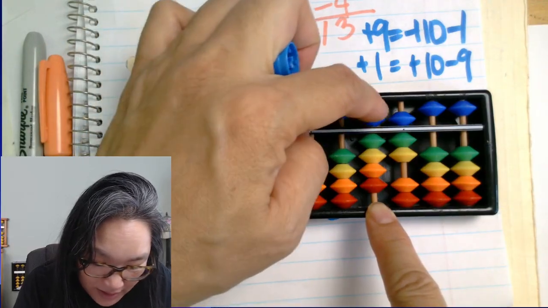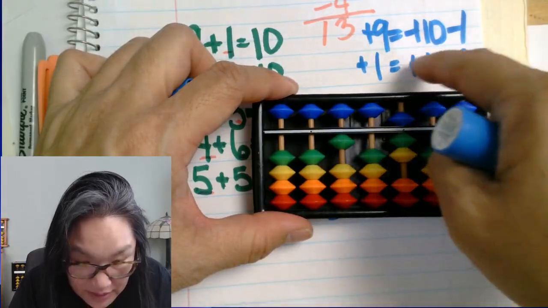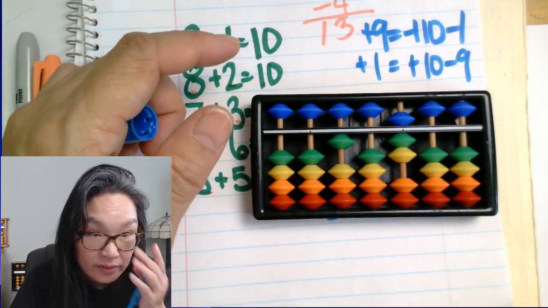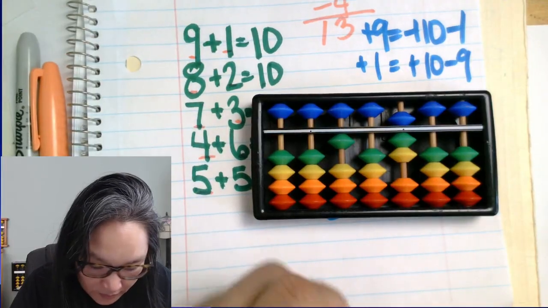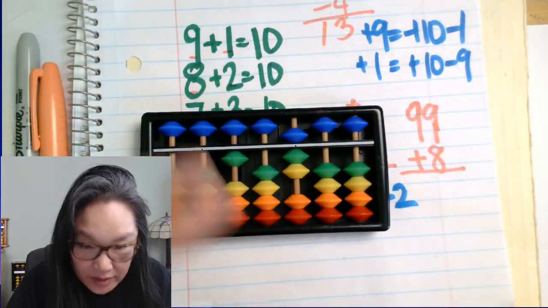Plus the 10 minus the 9. Plus the 10, take away the 9. This is very fundamental. It's one of the pillars. So my answer is 107. Yep, that's what my answer is. 107.